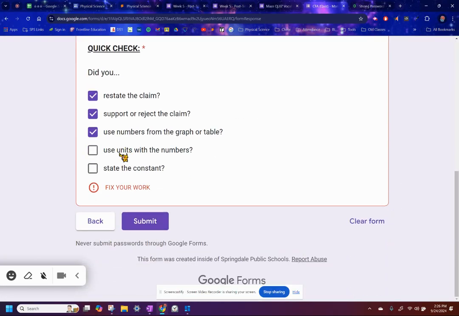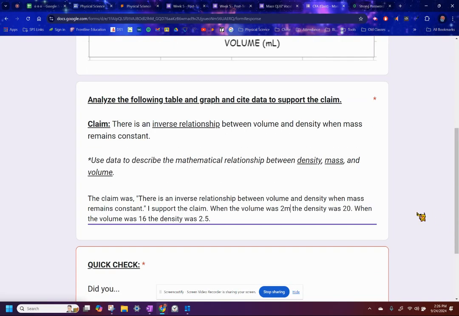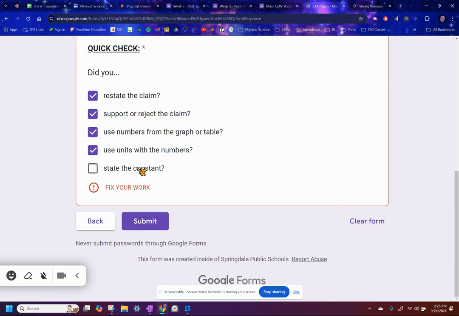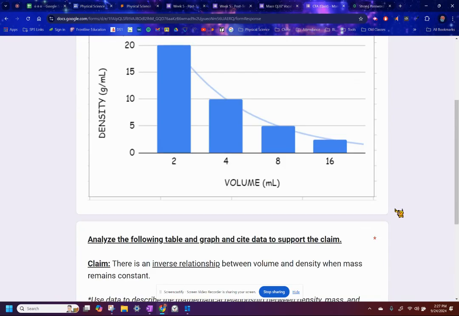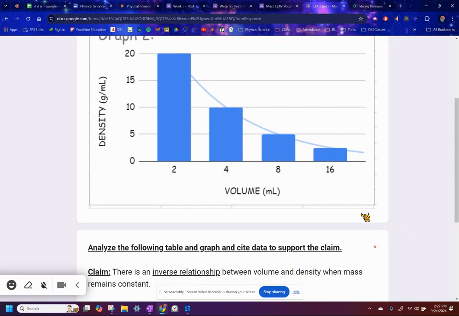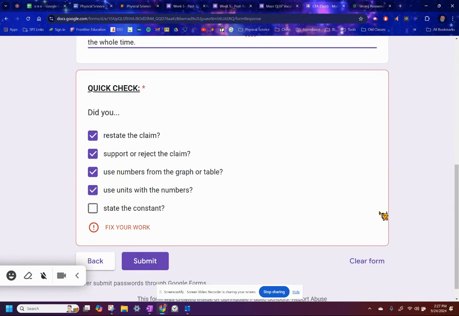Let's see, what else do we need? Units. I need units. Volume is milliliters, mL. And density, remember from the last one, was grams per milliliter. Oh, stayed constant. What had stayed constant? Well, the mass remained constant at 40 grams the whole time. All right, done.